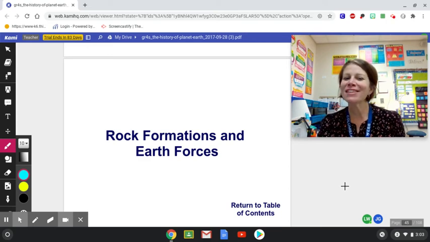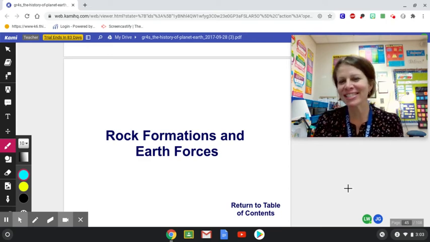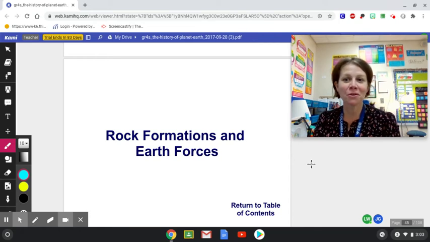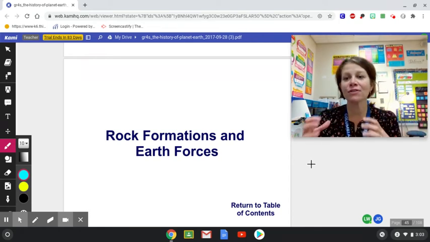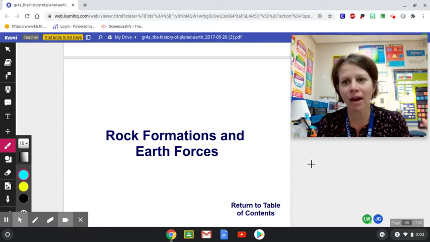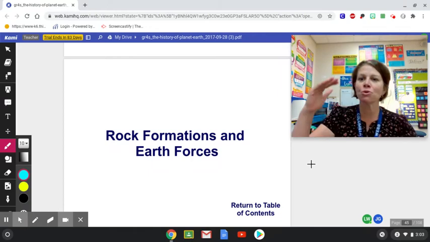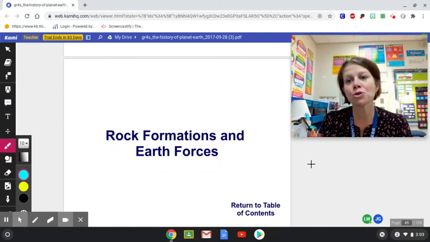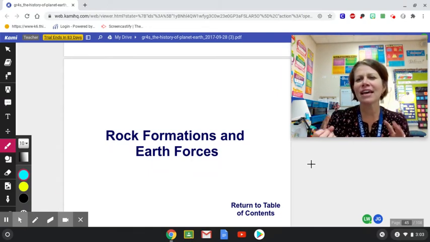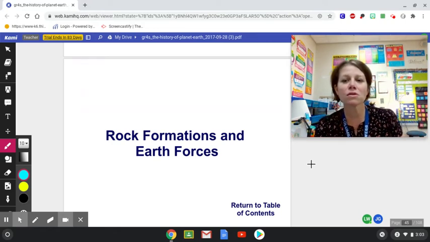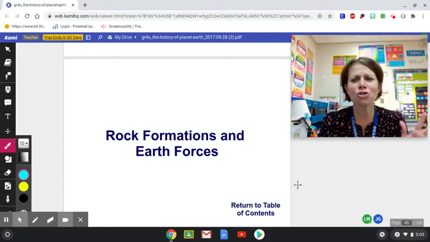Rock formations and earth forces. That's our topic for today. So we've learned how to make a rock over thousands of years, and we've learned that the crust of the earth tells us the history, right? And we learned that the deeper down you go in a sedimentary rock, the older it is, through the law of superposition. Well, now we're going to put all that together and see how some things don't quite fit into those molds, okay? And understand how things change on Earth.